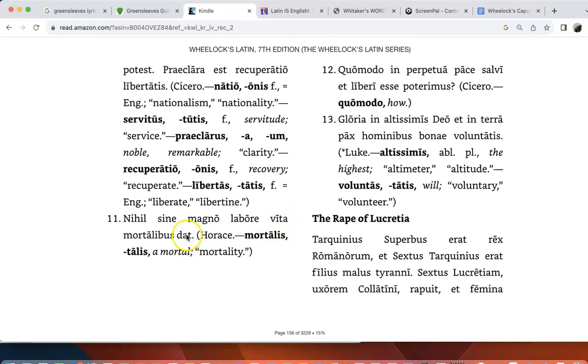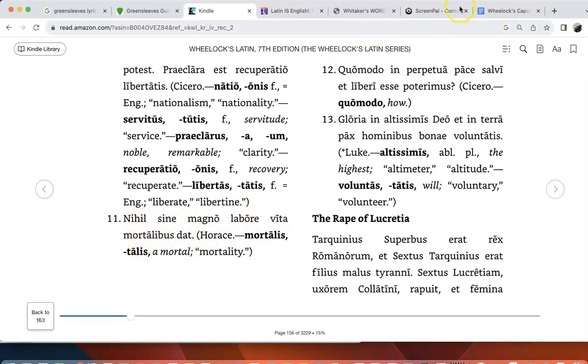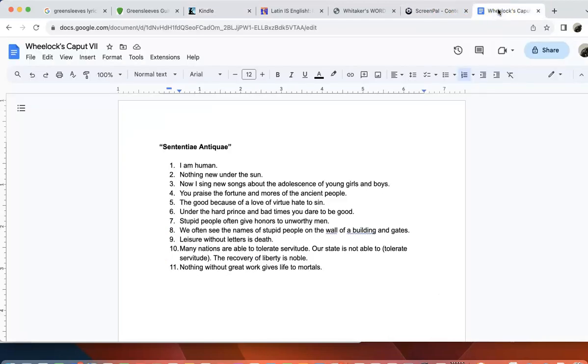Nothing gives. So I guess you could say also life gives nothing to mortals without great effort. Actually that sounds a little bit better. I kind of sense that. So life gives nothing to mortals without great work, or literally great effort. Yeah, that one's okay. There we go.